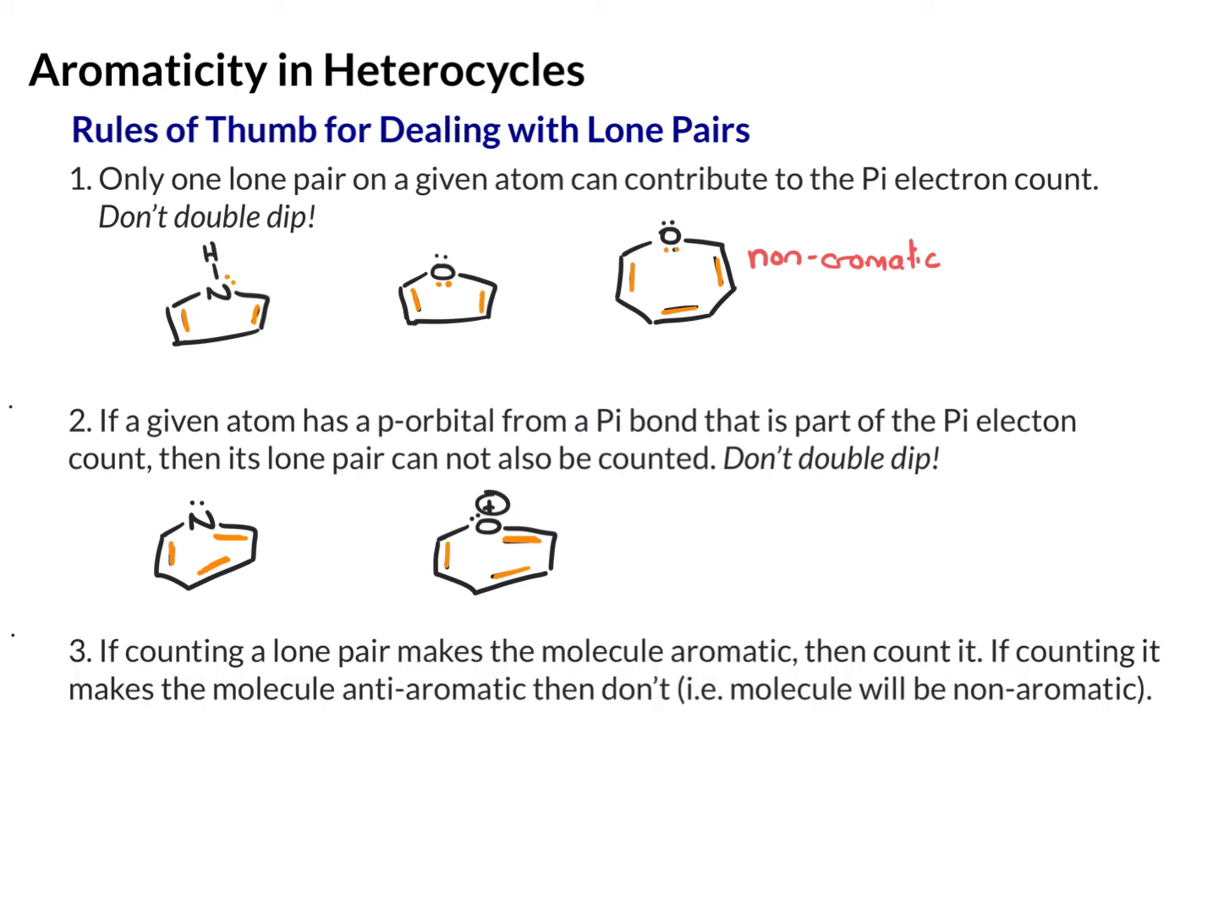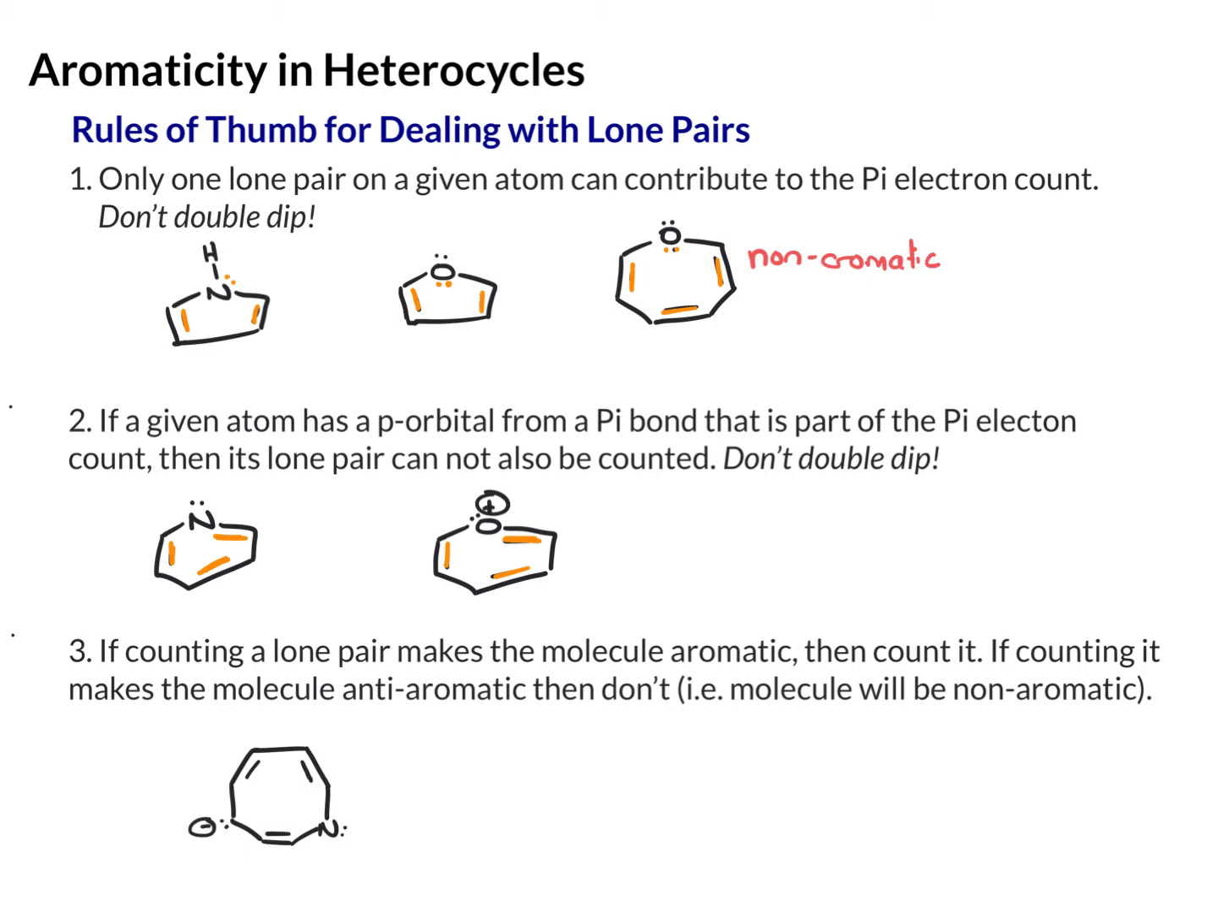And the third rule is pretty simple. If counting a lone pair makes the molecule aromatic, then count it. If counting it makes the molecule anti-aromatic, then don't count it. Basically, leave that lone pair out of the p orbital, and the molecule will then not be conjugated, and it will be non-aromatic.